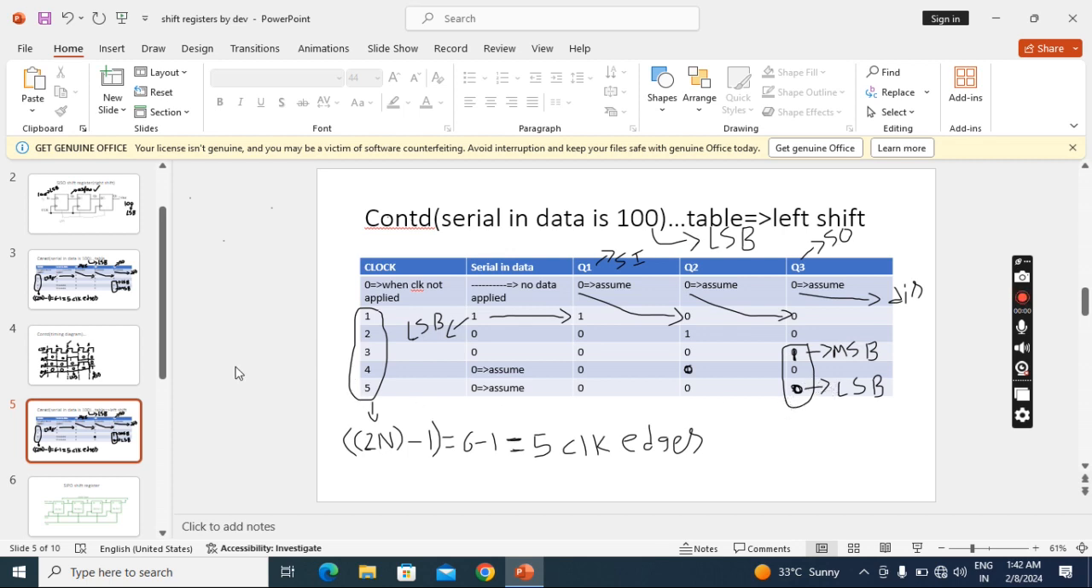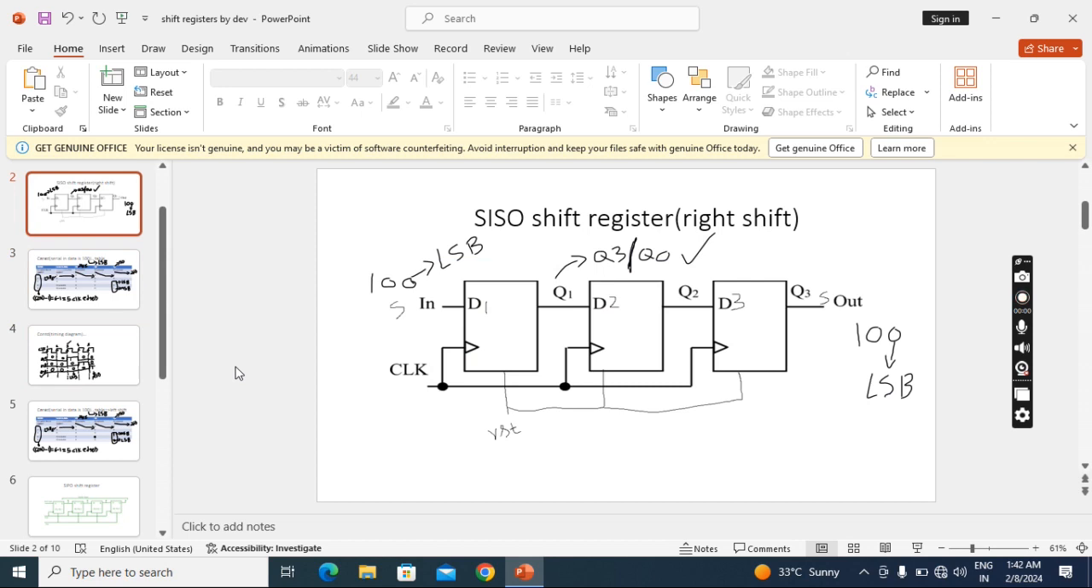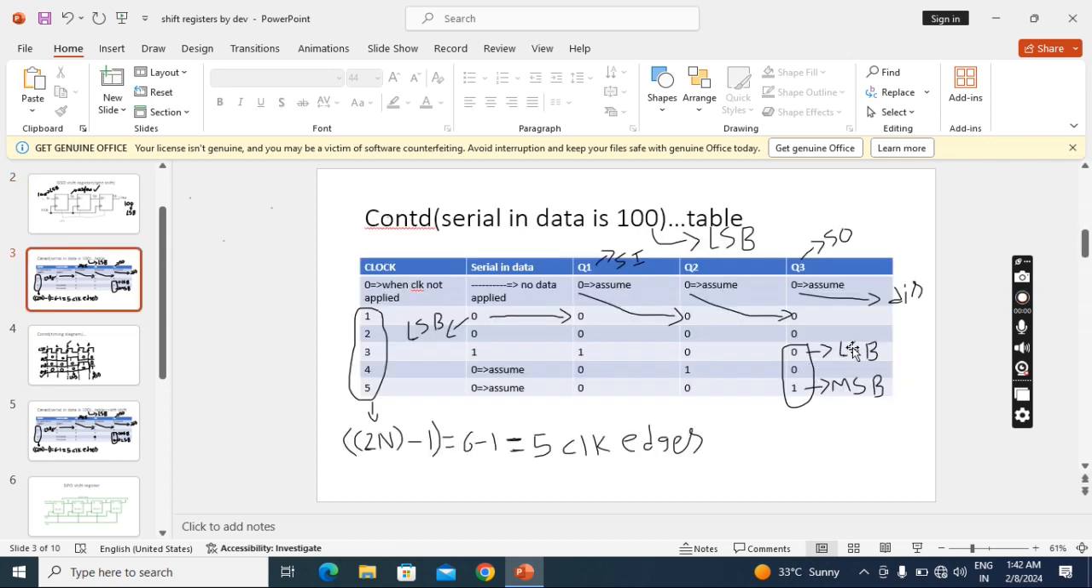But in right shift, if you observe, we got the LSB here. So you have to observe that difference.